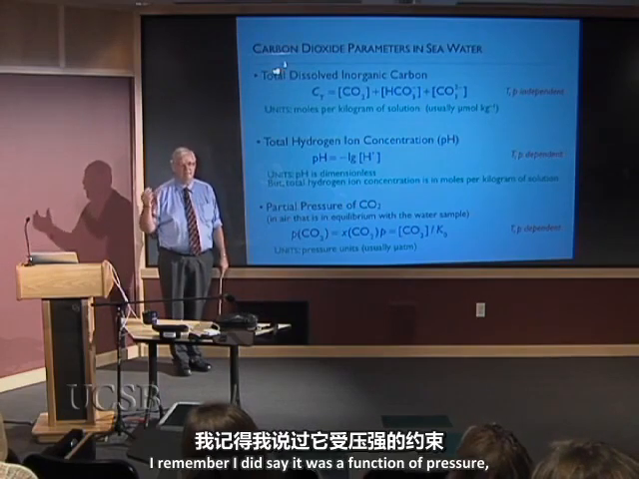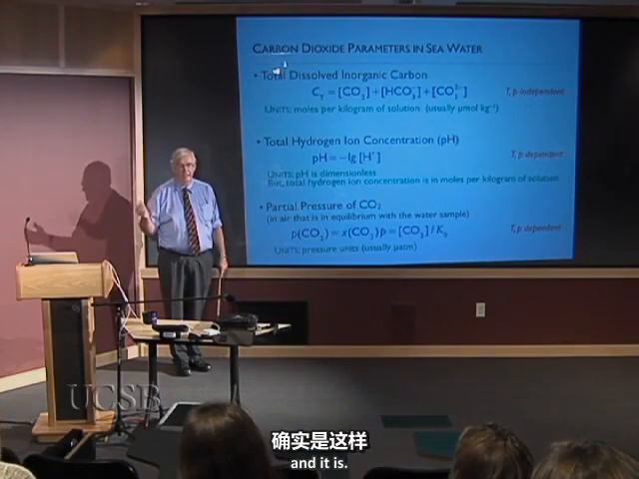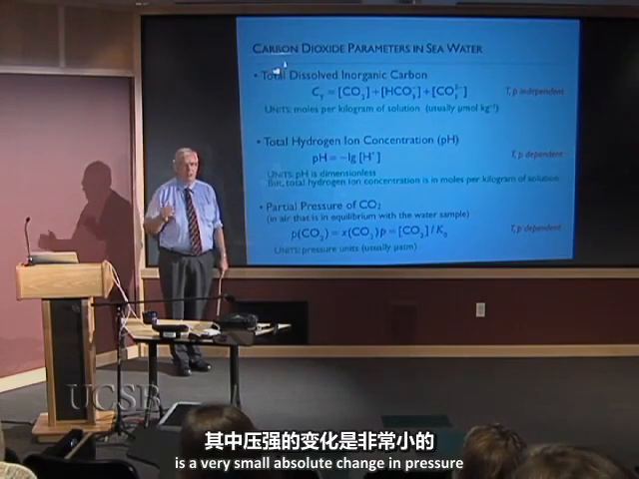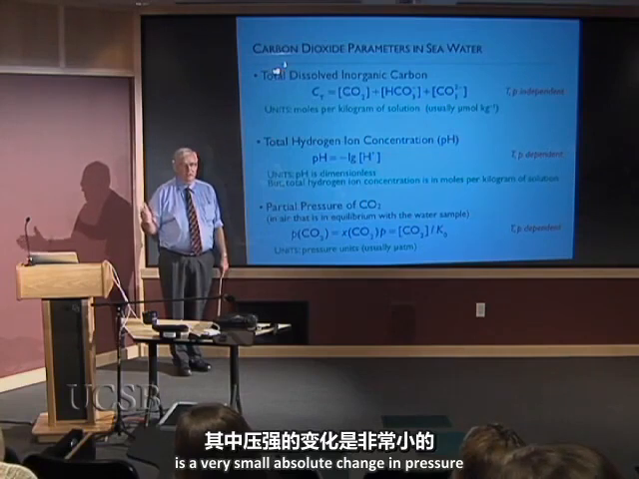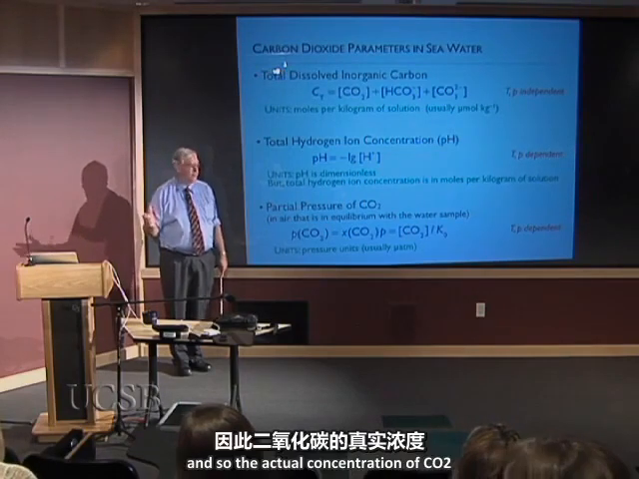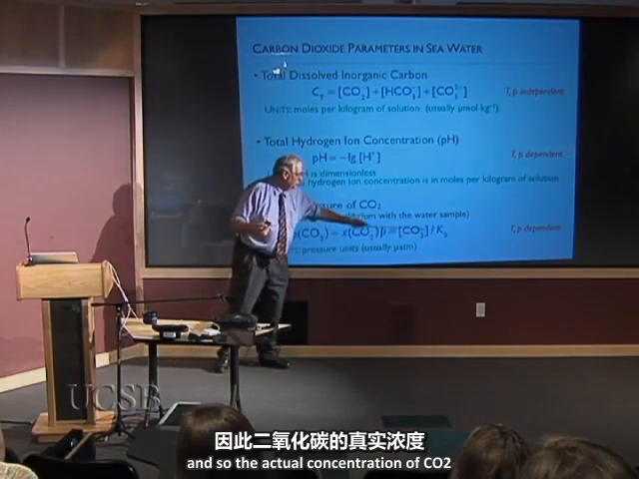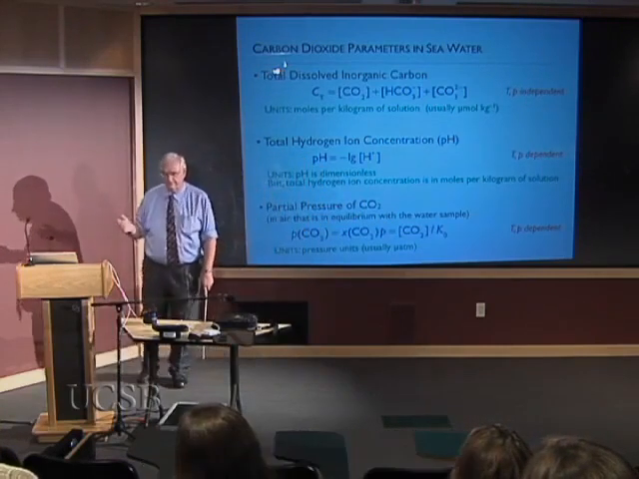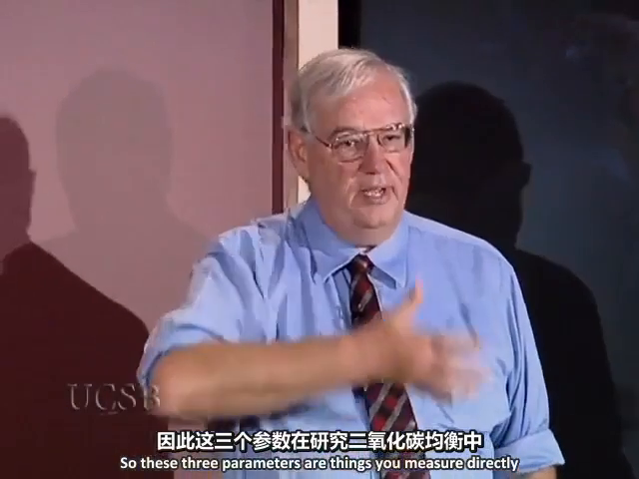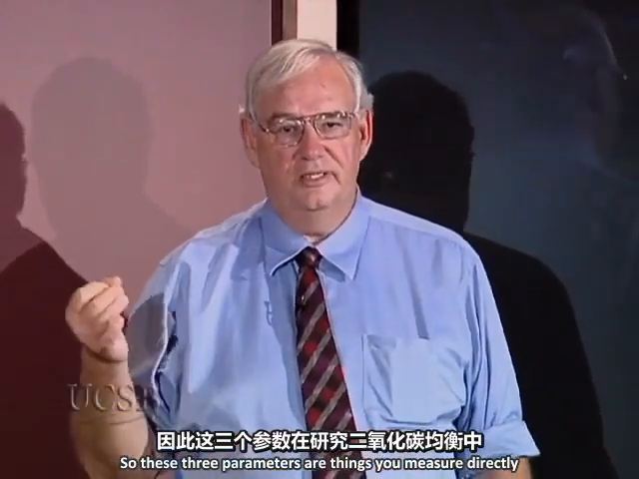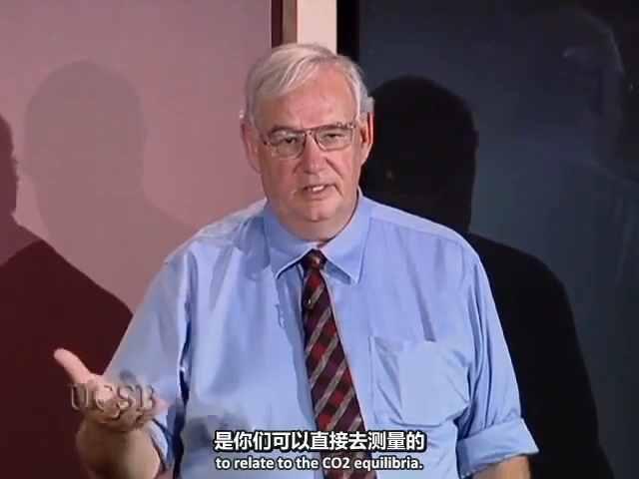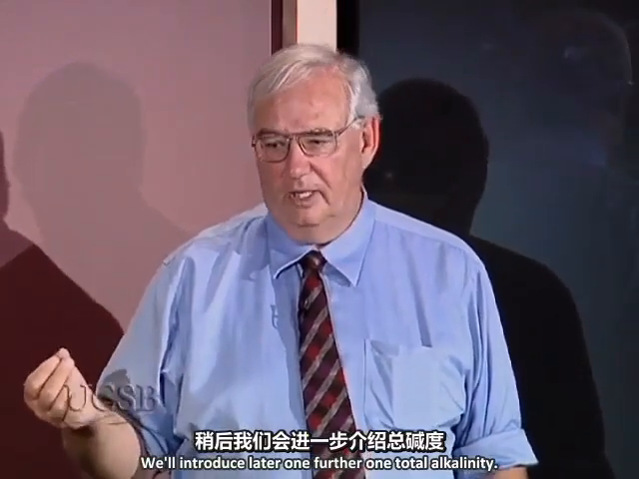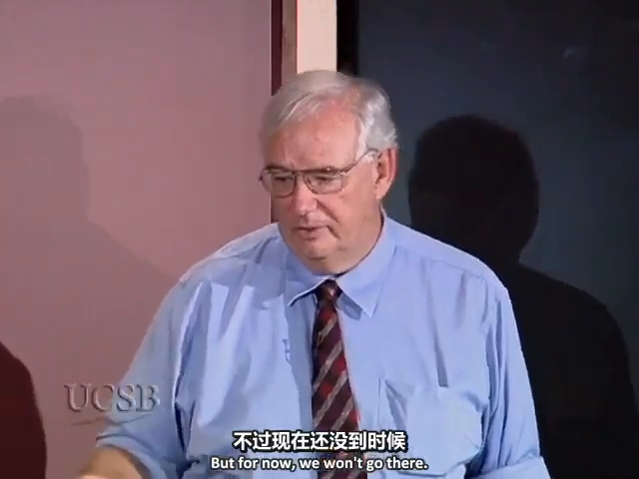Remember, I did say it was a function of pressure, and it is. But changing from 1 atmosphere to 2 atmospheres is a very small absolute change in pressure, and so the actual concentration of CO2 and the actual value of the K0 hardly change at all. So these 3 parameters are things you measure directly that relate to the CO2 equilibria. We'll introduce later one further one, total alkalinity, but for now we won't go there.